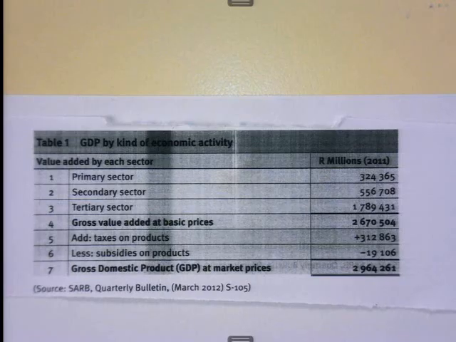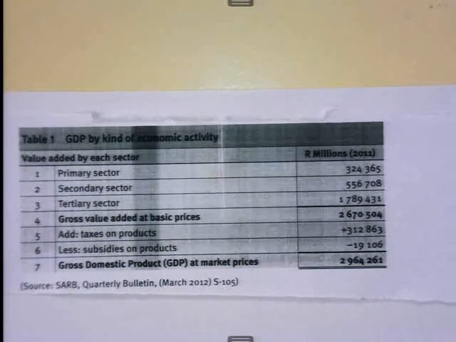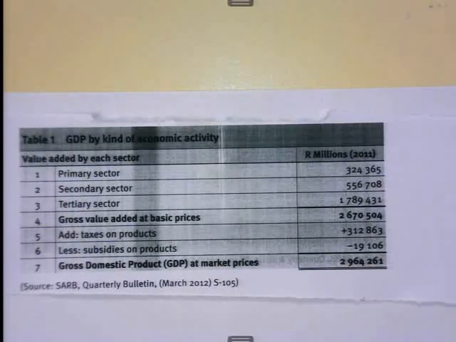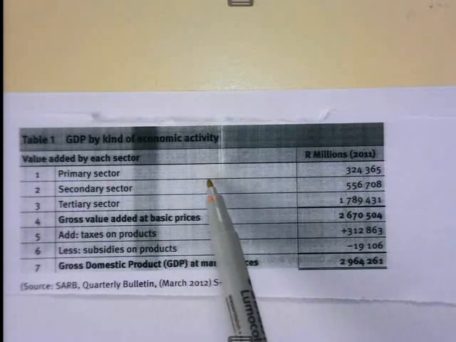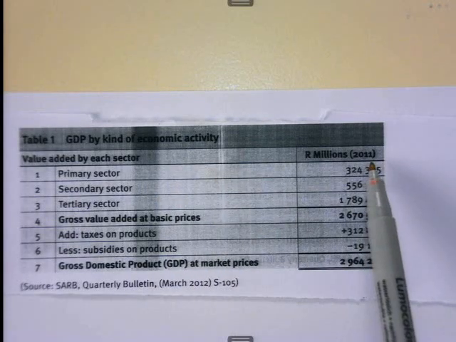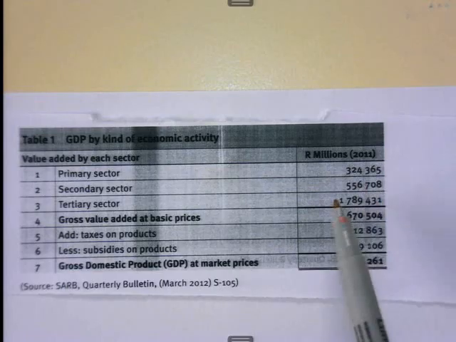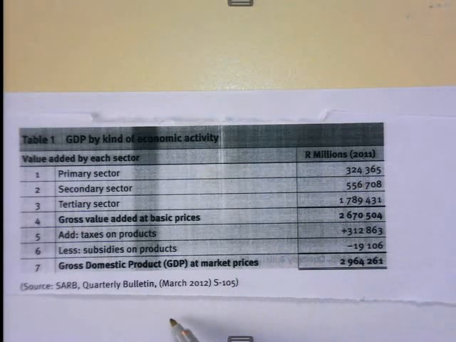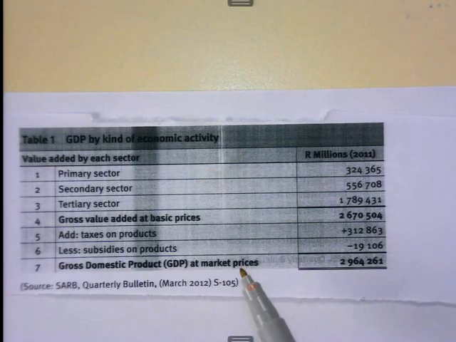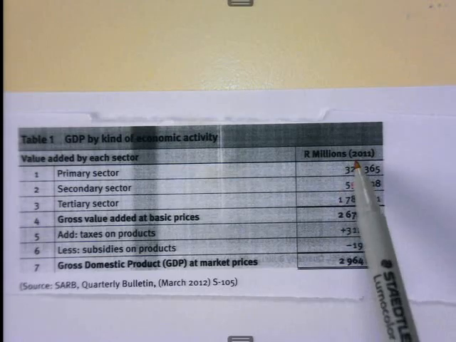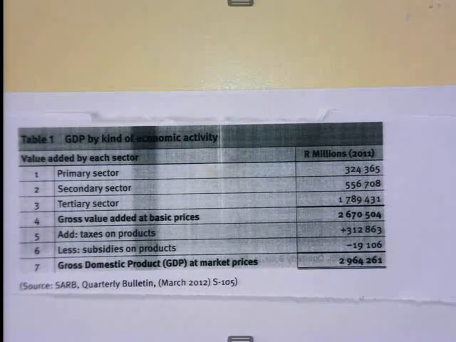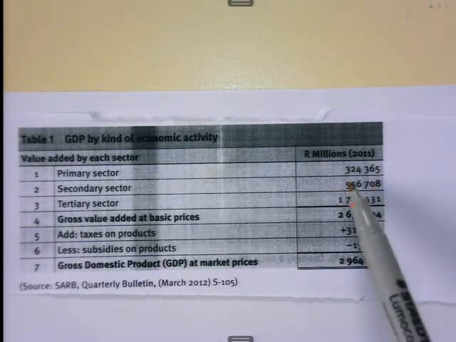Let us go to the calculation. Let's look at this one now. The gross value added by the primary sector in 2011, this is the source. Our source here is the South African Reserve Bank Quarterly Bulletin. That's where you are going to get the latest information on the production method. So this information is from 2011.